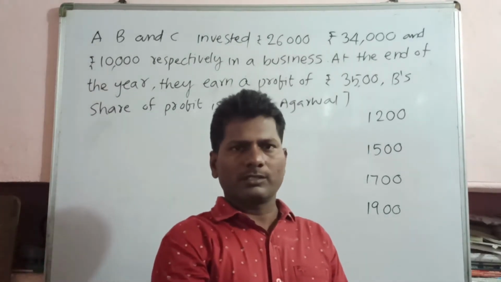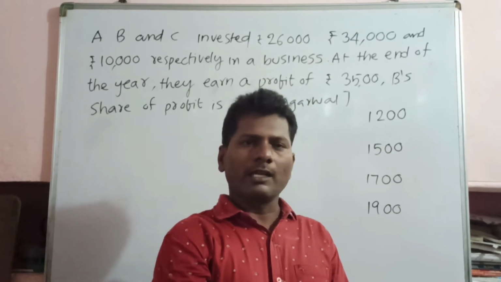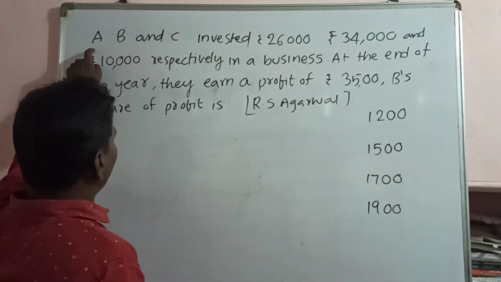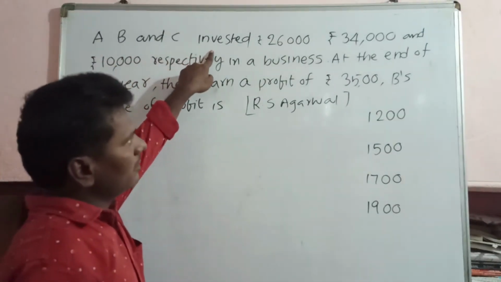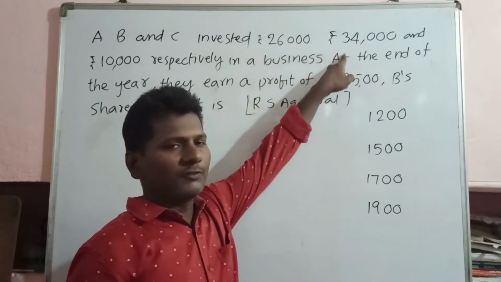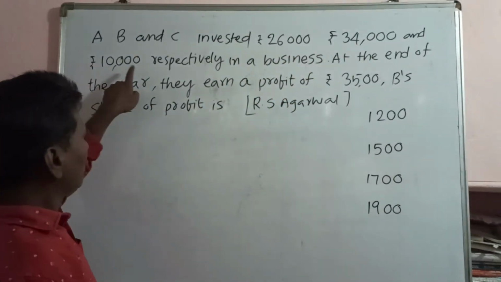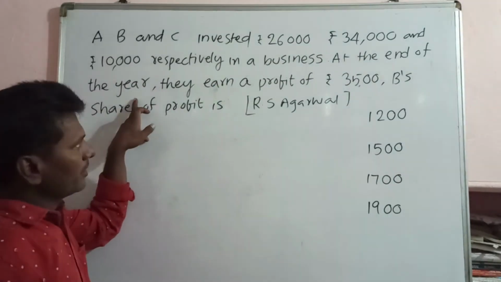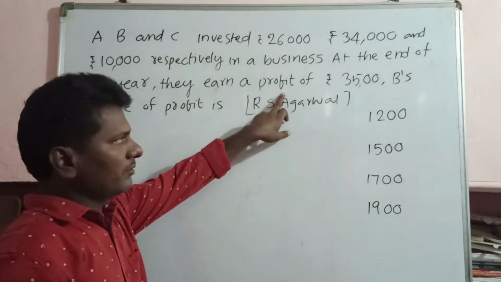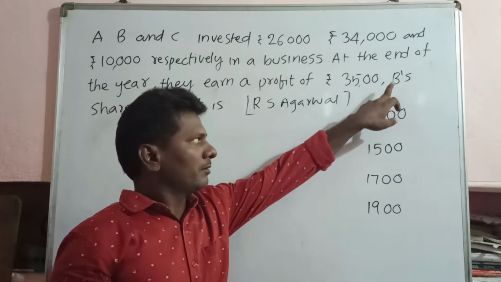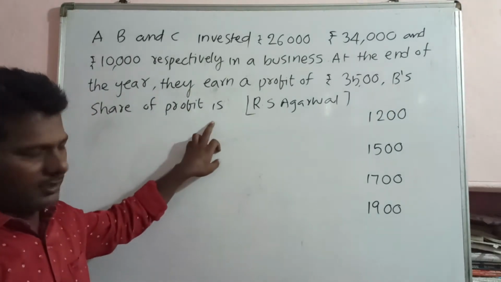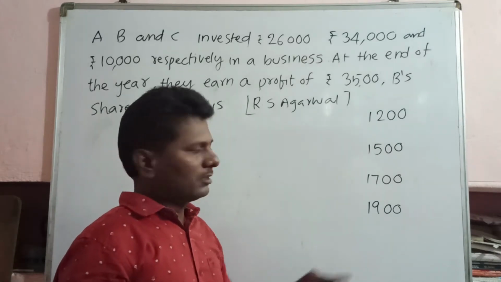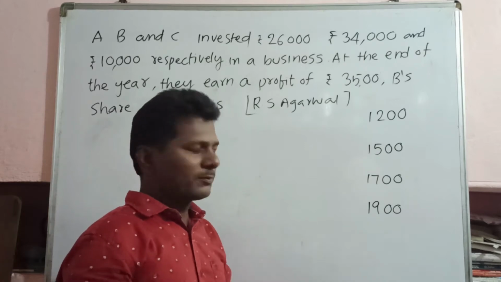Let us solve some questions from this topic. These are taken from R.S. Agarwal book. First question is, A, B and C invested 26,000, 34,000 and 10,000 respectively in a business. At the end of the year, they earn a profit of 3,500. B's share of profit is, first option is 1,200, second option is 1,500, third option is 1,700, fourth option is 1,900.